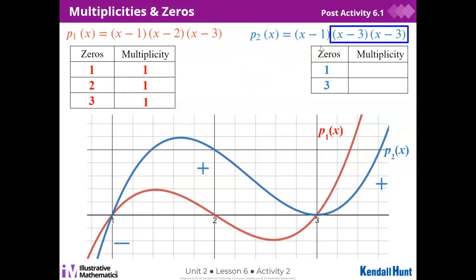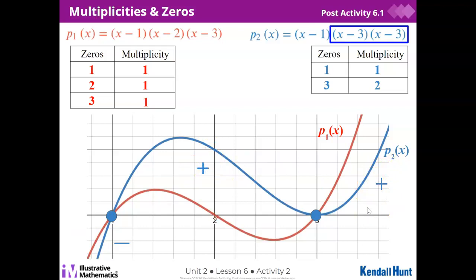But in p2 of x, the blue graph, x minus 1 has a multiplicity of 1, but x minus 3 has a multiplicity of 2 because there are two factors. And what we notice is that because there are two factors, the graph didn't change signs around that zero. It stayed positive here and it's positive here.